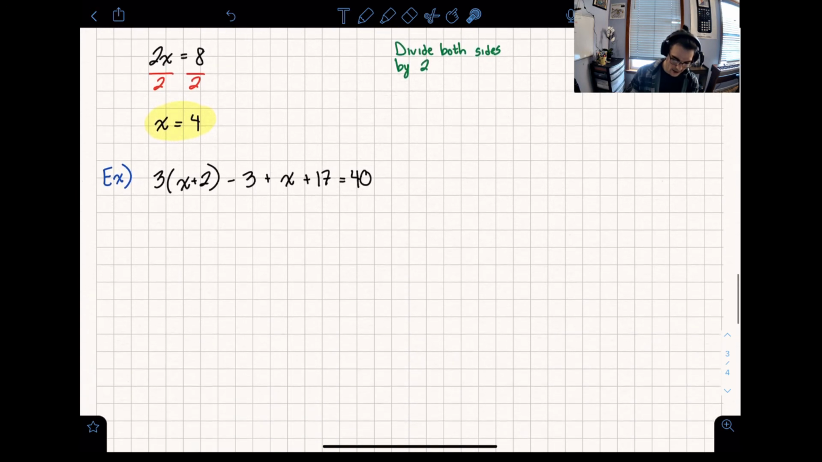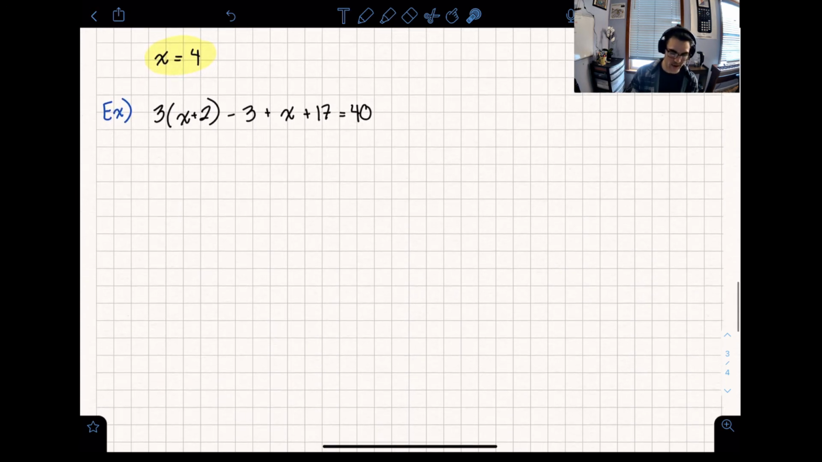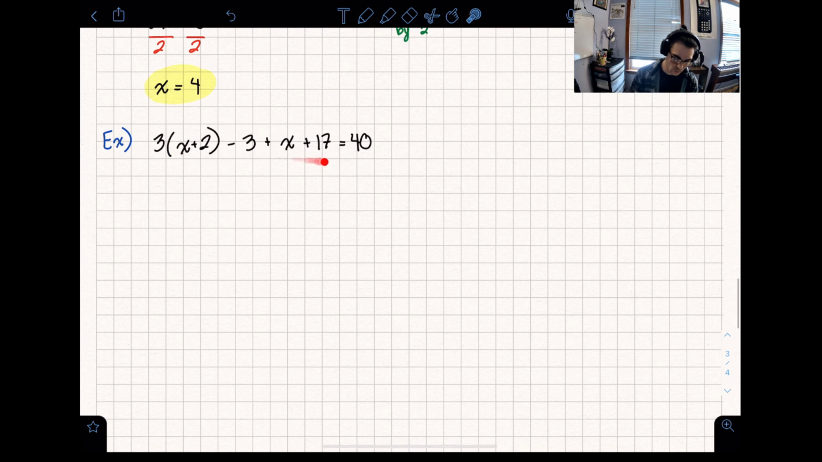And down here, I have one last example written out. This one I did not work on yet because I was hoping we could do this one together. So let's dive right in. Now, the big difference between this one and the other ones that we have seen so far is that this one now has 3 times the quantity of x plus 2 in parentheses here.